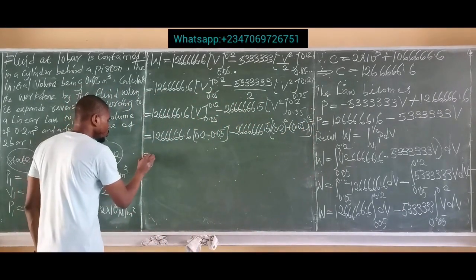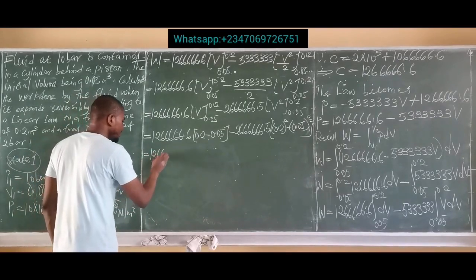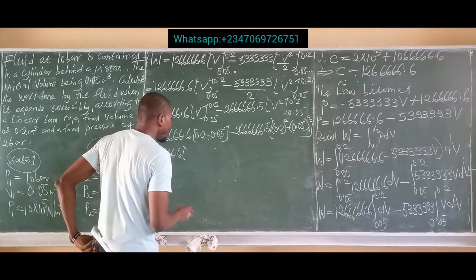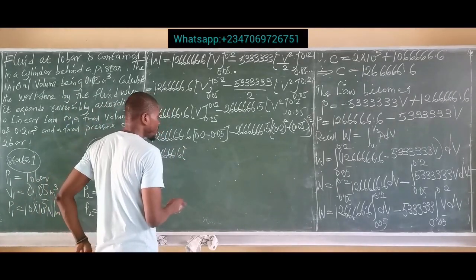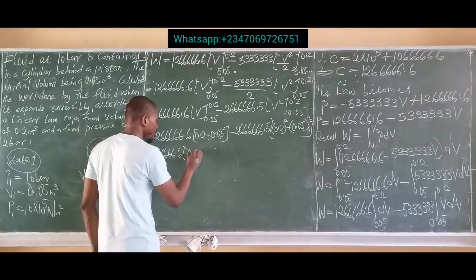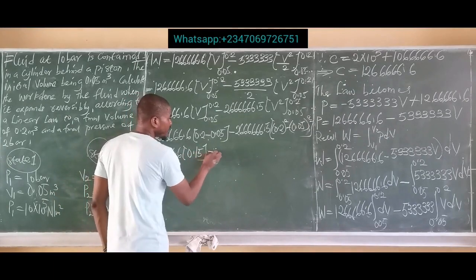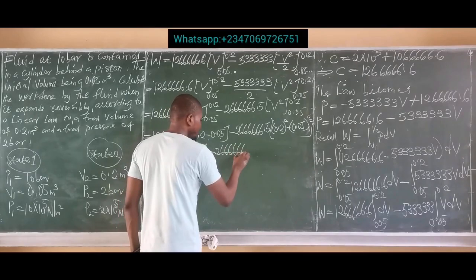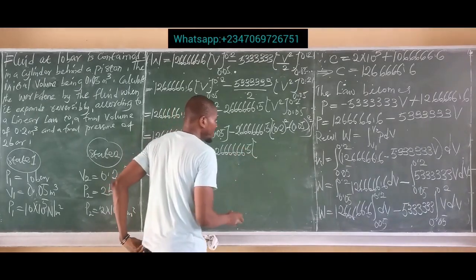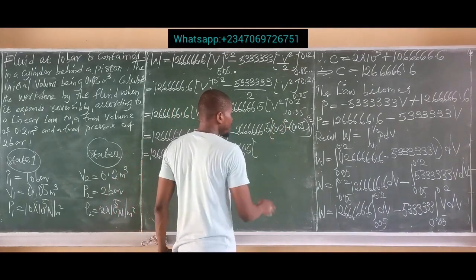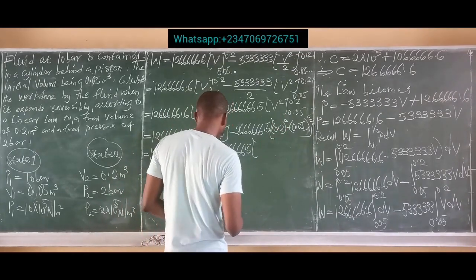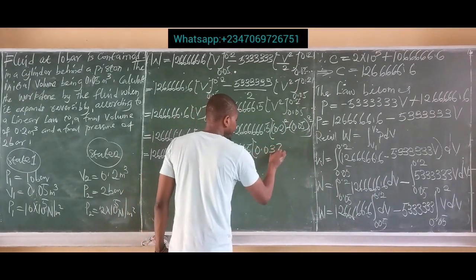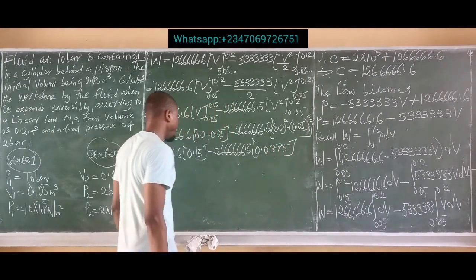So this is equal to 12666.6 into, let's now obtain 0.2 minus 0.05, that gives us 0.15 minus 2666.5 into, let's obtain now 0.2 squared minus 0.05 squared. That gives us 0.0375, and we have this.